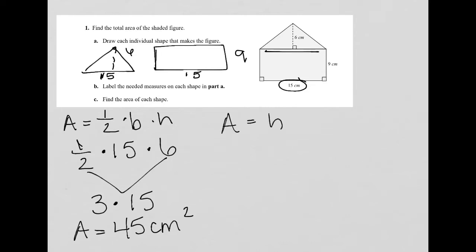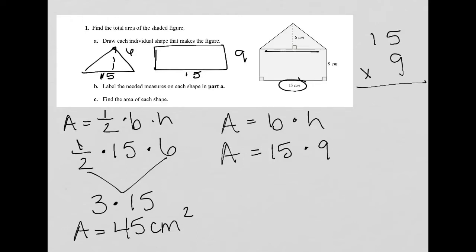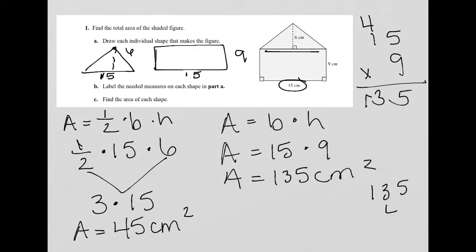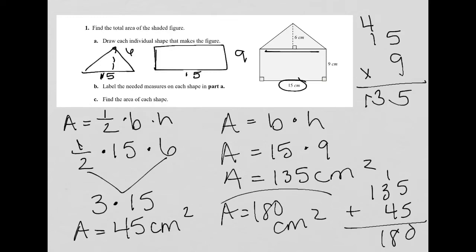The area of a rectangle is simply base times height. So I'm going to do 15 times 9. I don't know what that is off the top of my head. So the area of the rectangle is going to be 135 centimeters squared. Now to find the area of the whole thing, I'm going to take 135 and 45 and add them together. So my total area is 180 centimeters squared.